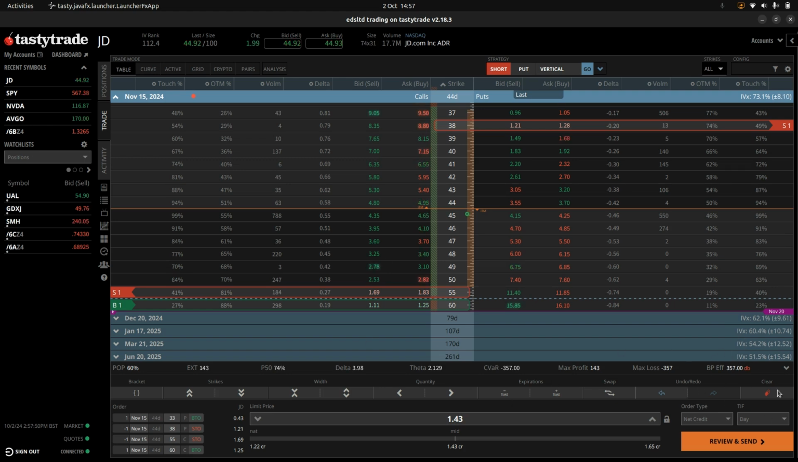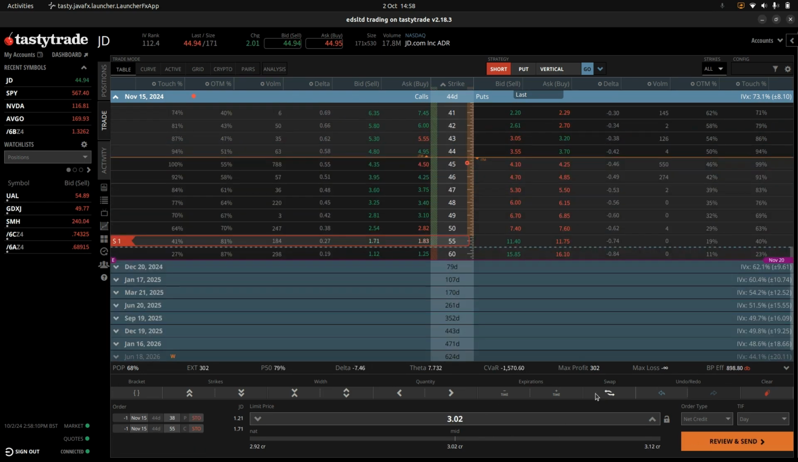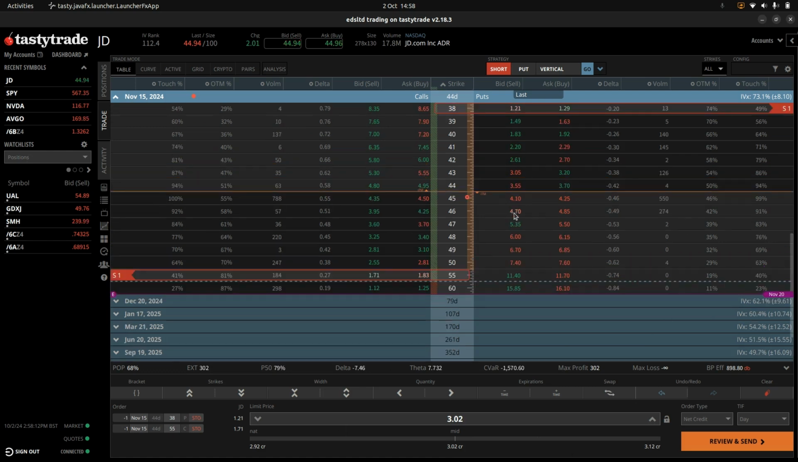That massively reduces our buying power requirement. As you can see here, we only need about $360 as opposed to the $900. We do collect a little bit less. The return on capital is still there. We get a slightly lower probability of profit, but because the return on capital is so high without having to buy any contracts further out, I would be tempted to go with something like this. This is a very nice trade.